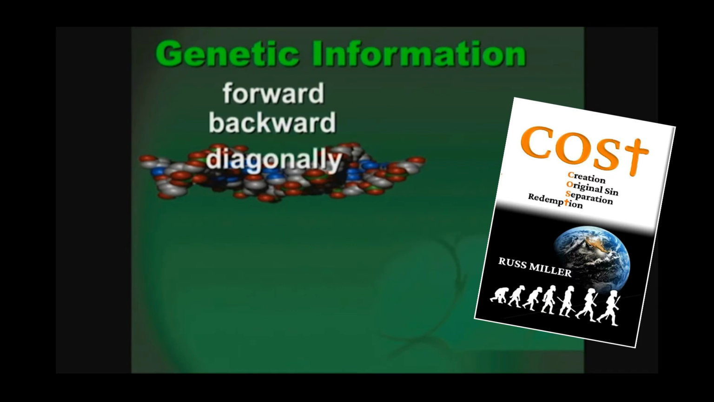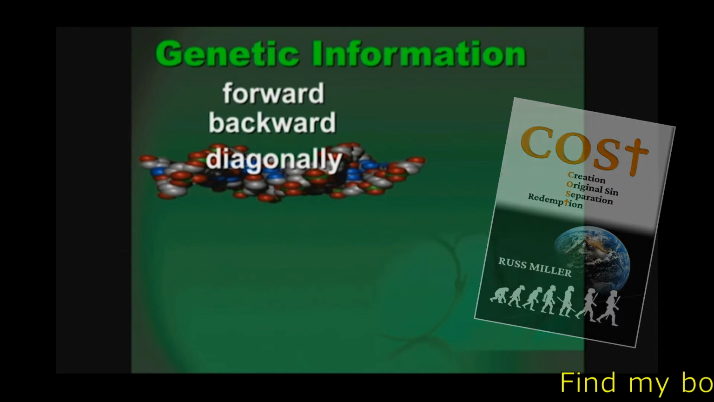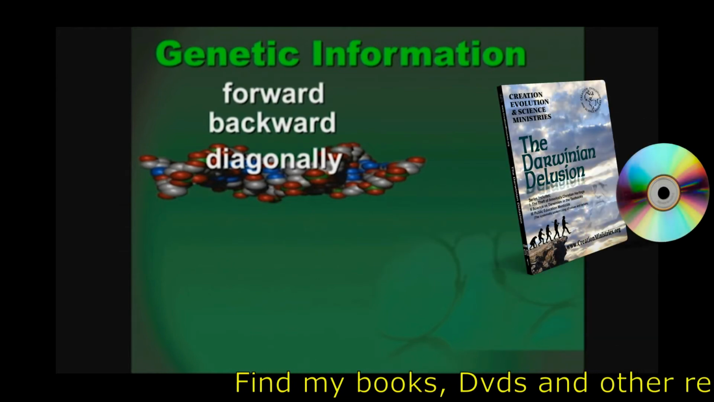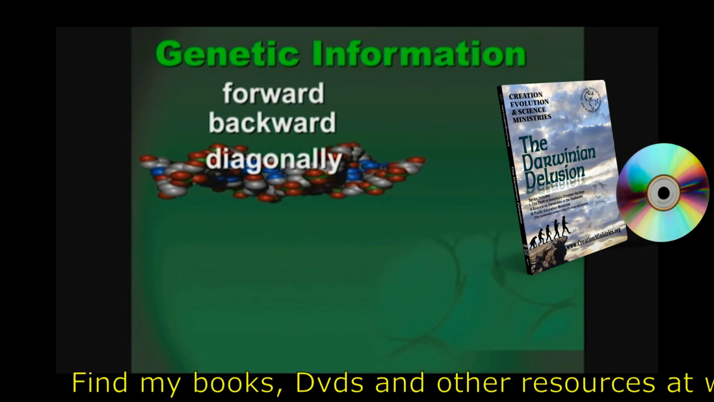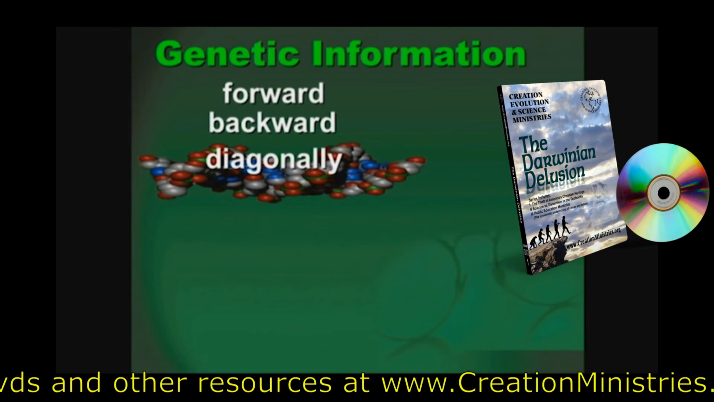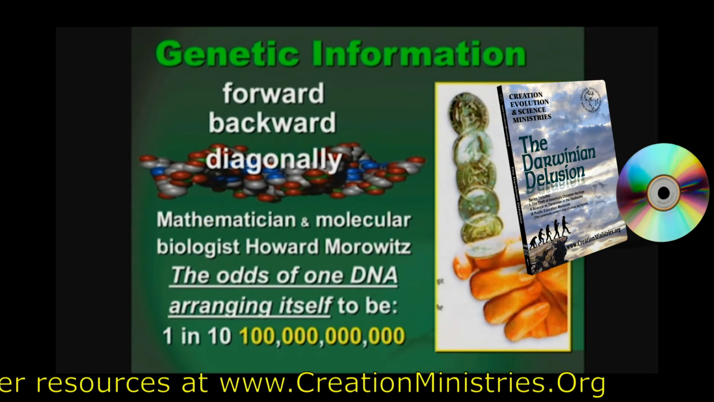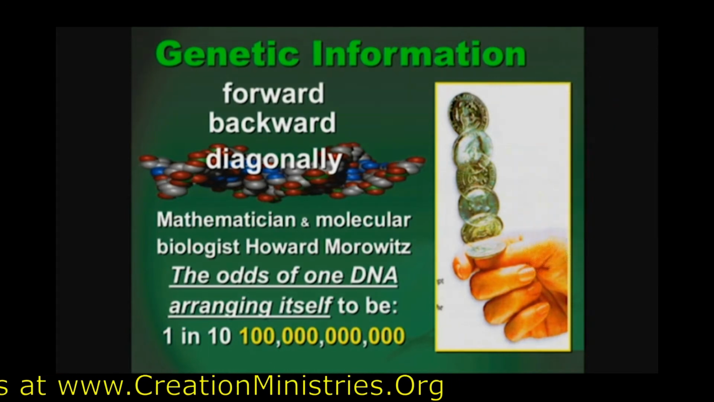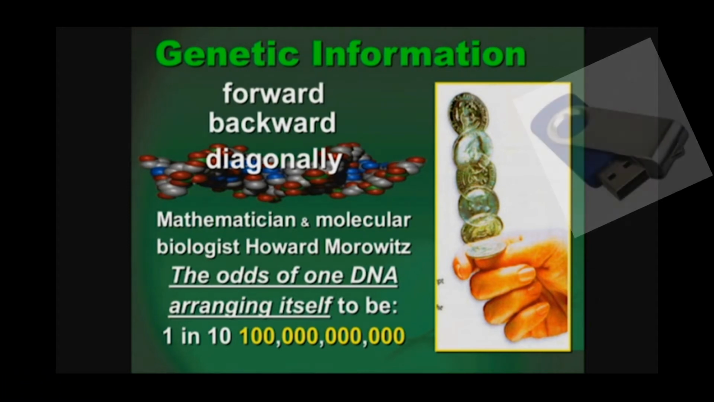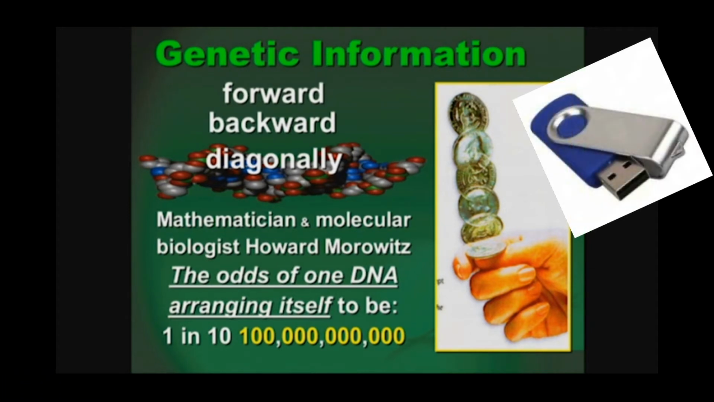If we talk briefly about genetic information, you know, the best human technology reads in one direction. We now know DNA reads forwards, backwards, and diagonally. Try to write just one page that can read forward, backwards, and diagonally and make sense. One mathematician and molecular biologist calculated the odds of just one DNA chromosome arranging itself in nature to be 1 in 10 to the 100 billionth power. Well, what kind of a number is that? Well, 1 in 10 to the 50th power is generally considered to be absolute zero.